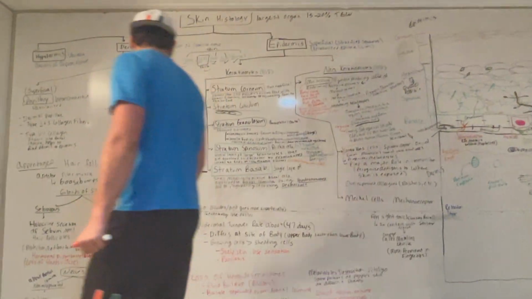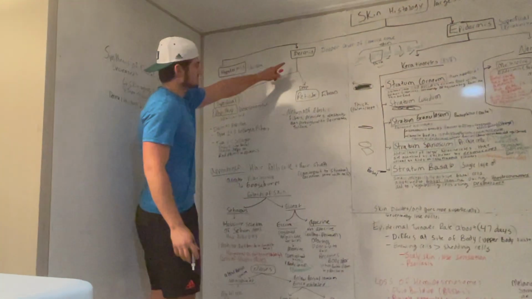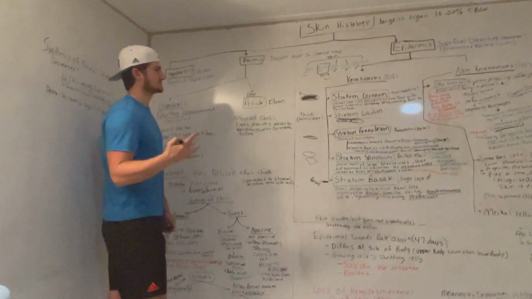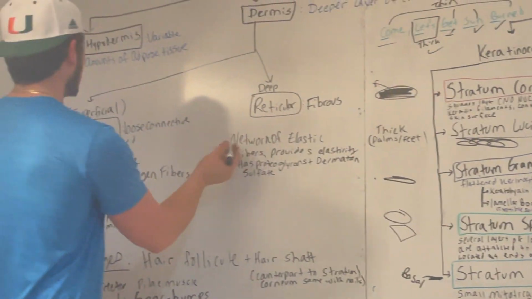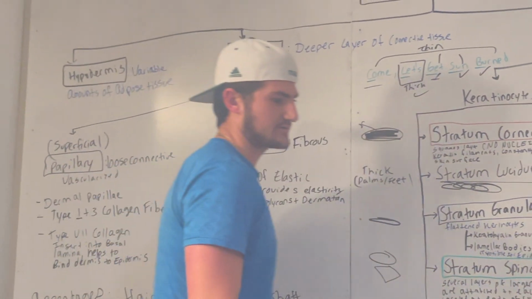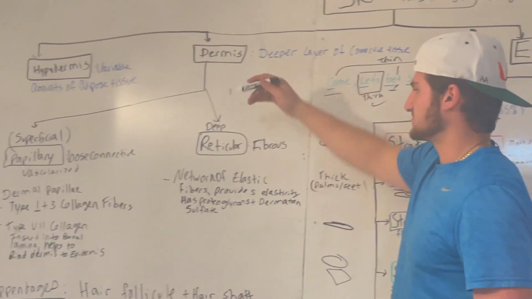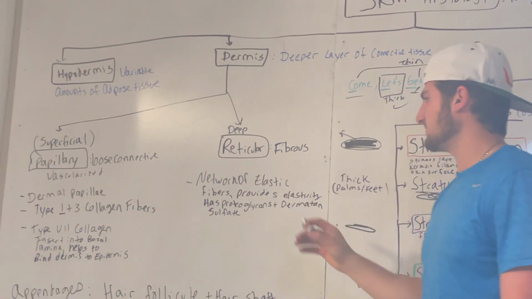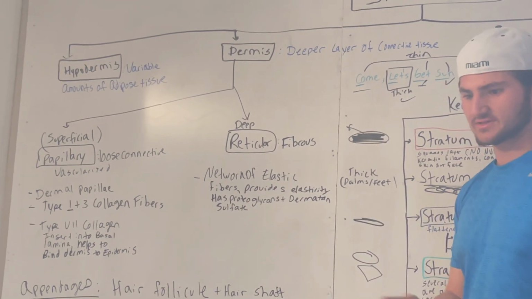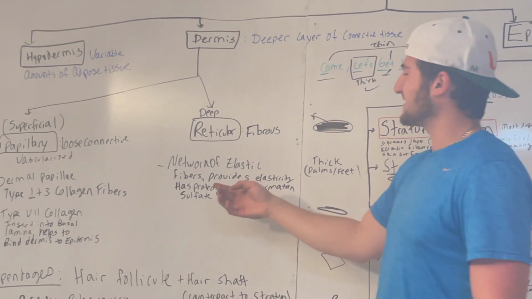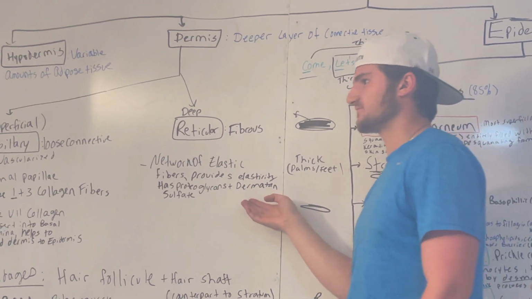Okay, now, the dermis layer, right? We have two different regions. We have a reticular, and we have a superficial, a papillary. The reticular is deep, it's fibrous, right? This is just a network of elastic fibers. They provide elasticity, so they help our skin stretch, and they have proteoglycans and dermatan sulfate.